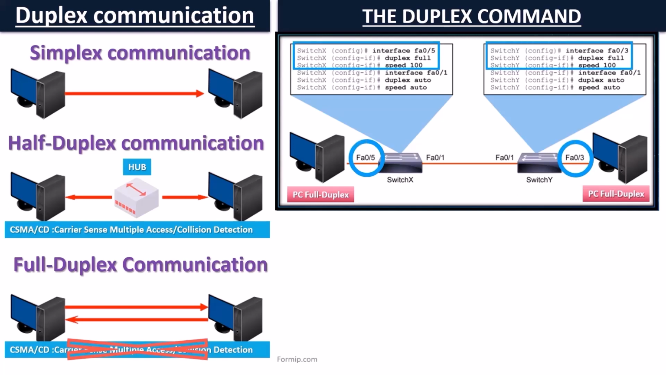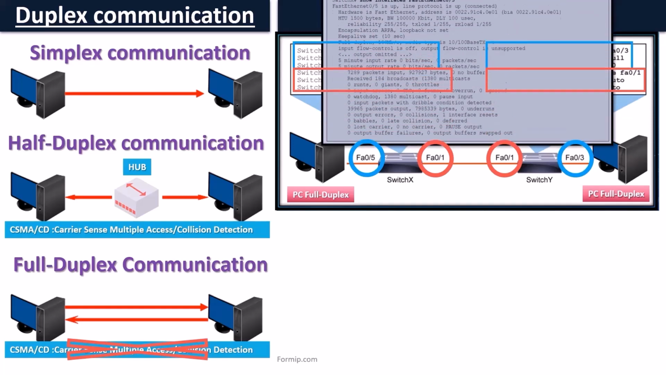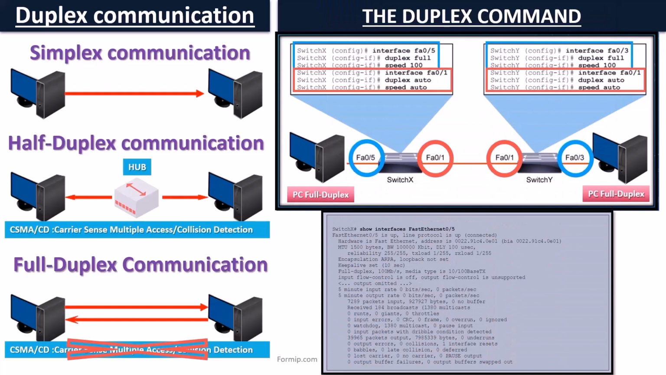Those that are connected directly to a PC are configured in full duplex with a speed of 100 mega. And the ports between the two switches are in auto mode for duplex and speed. In this way, the switches will automatically negotiate these two parameters. And finally, the show interface command. In privileged mode, it allows you to check the duplex settings on each switch. This command displays stats and states on the switch interfaces.